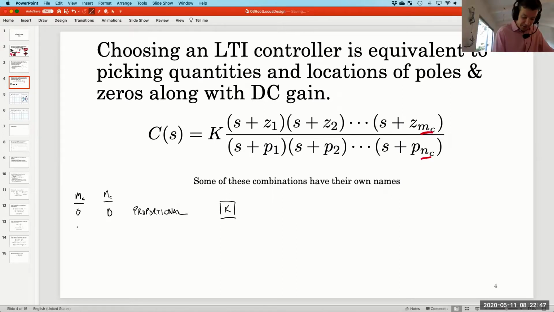What else could we see? We could see no zeros and one pole. Then it becomes a question of where the pole is. So this would be K over s plus p, possibly with p being 0. If p equals 0, then we've got an integrator. This is called an integrating control. If p is non-zero, then I think this doesn't really have a true, kind of control-y type name. But what it is, it's a first-order low-pass filter.